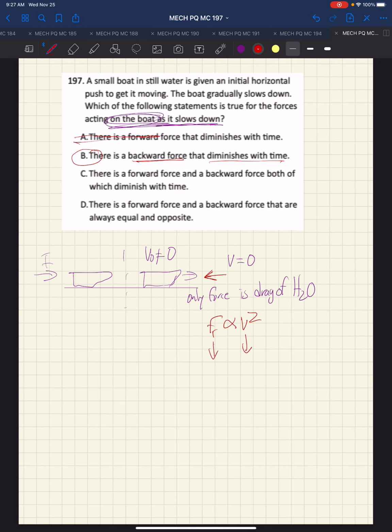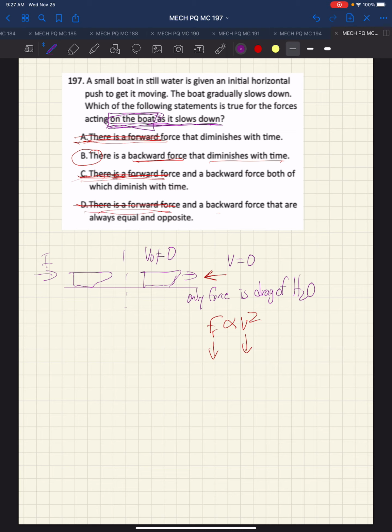There is a forward force. No, there isn't a forward force. And a backward force, both which diminish over time. No, there's no forward force. There is a forward, and again, so there is a forward force. So all three of these, A, C, and D, say there is a forward force. There is not.